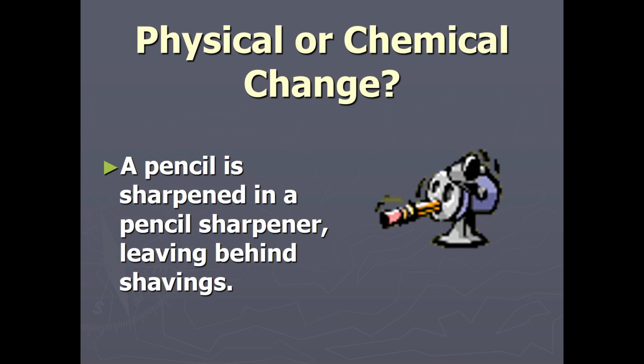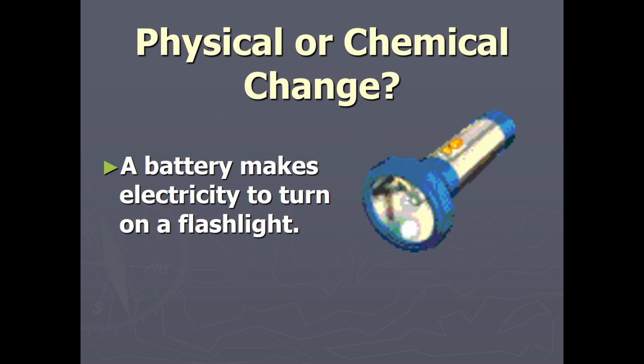A pencil is sharpened in the pencil sharpener, leaving behind shavings. It's physical. It's kind of difficult to reassemble it back into a pencil, but not impossible. You can take the wood shavings and recycle them and turn them back into a pencil, or turn them into paper. It's still wood. A battery emits electricity to turn on a flashlight.